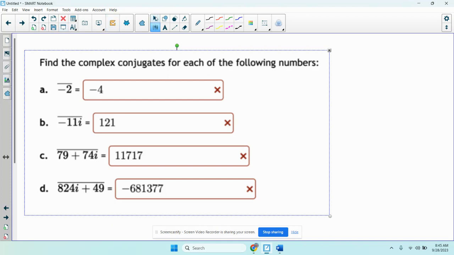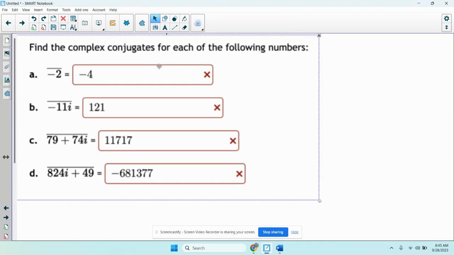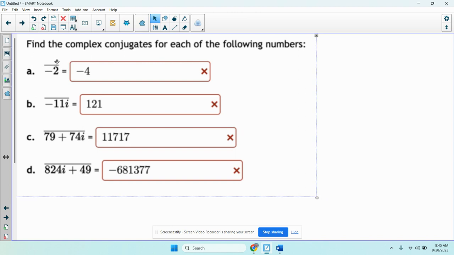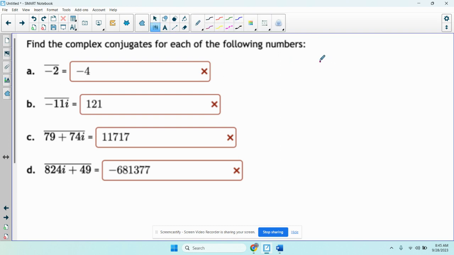Okay. It says find the complex conjugates for each of the following numbers. So when you see this bar on top of a complex number, it just signifies that you're looking for the conjugate. So if I have some complex number, we'll just say it's a plus bi, and I'm looking for the conjugate, so I would write that line on top. The only thing I have to do is just change the sign of the imaginary part of the complex number. So this is going to be a minus bi. Don't overcomplicate it. That's as simple as it is.